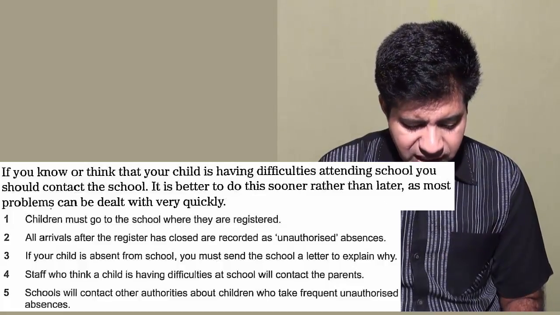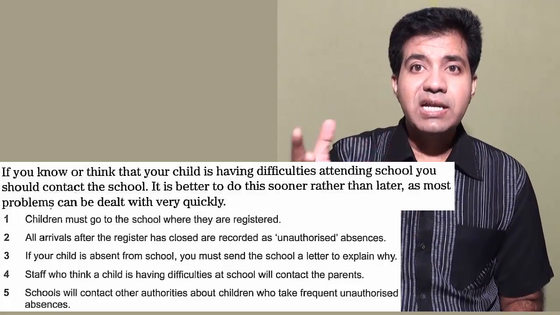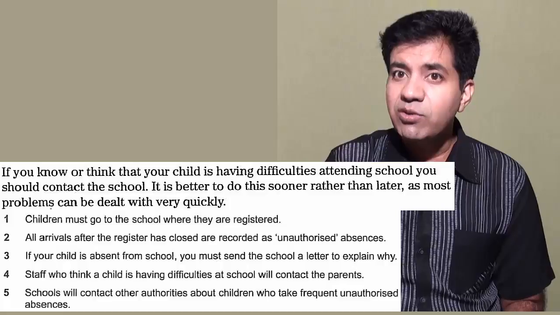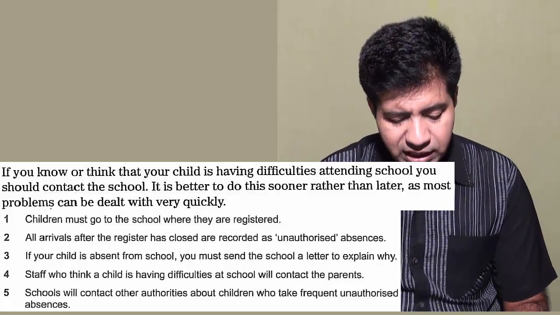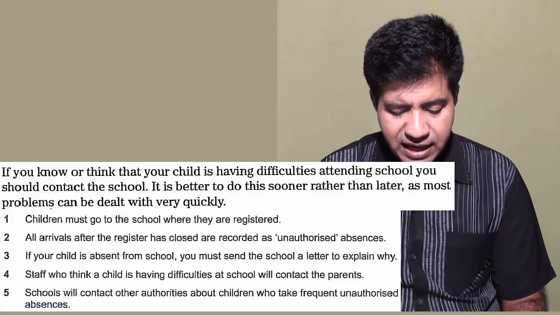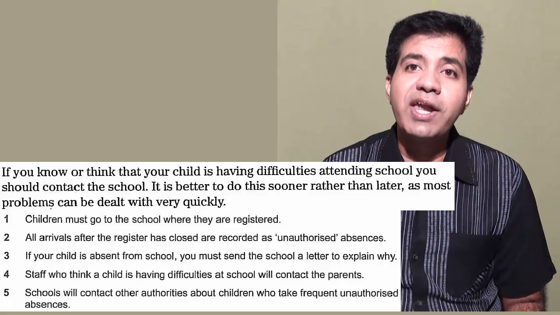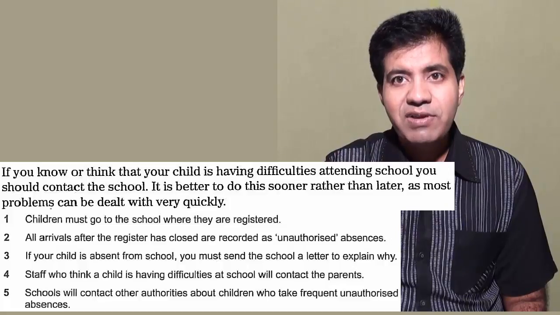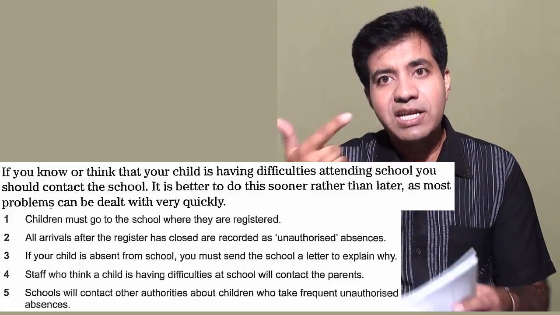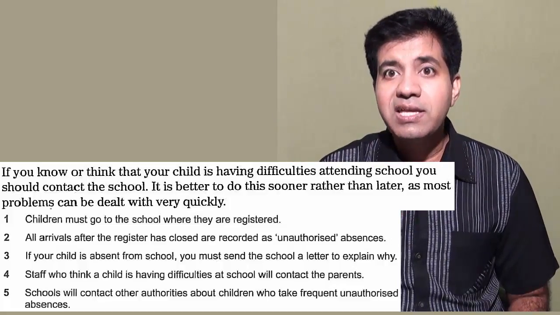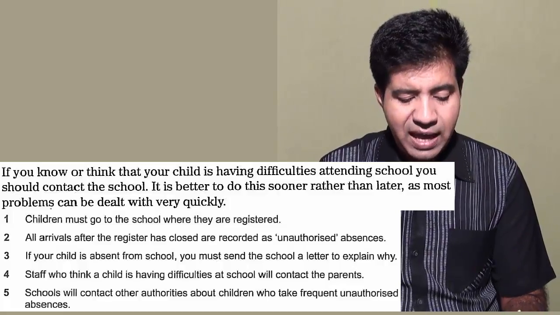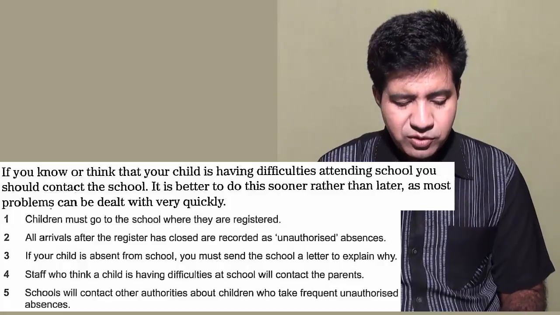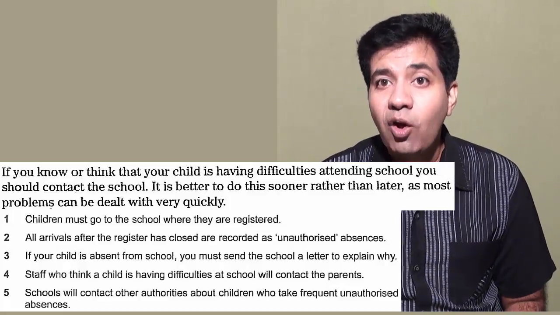If you know or think that your child is having difficulties, the clue words were child and difficulties, so you need to scan for that. If you know or think that your child is having difficulties attending school, you should contact school. Not the staff who think the child is having difficulty will contact the parents. It's the reverse thing actually. Basically, parents are going to contact the staff, not the staff. So that's why it's going to be not given.